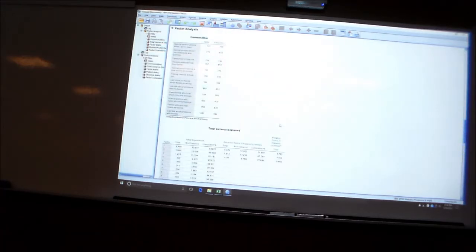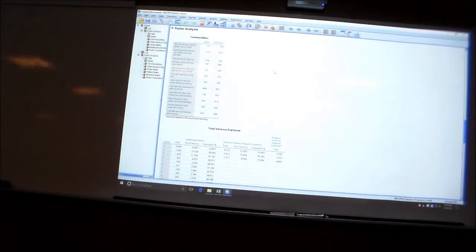Okay. This is just going to be the same solution. We're going to use a different rotation method here, right? And this is going to allow our unobserved factors to correlate, right? So this means our axes don't have to be at 90 degrees. They can be at different angles, okay?